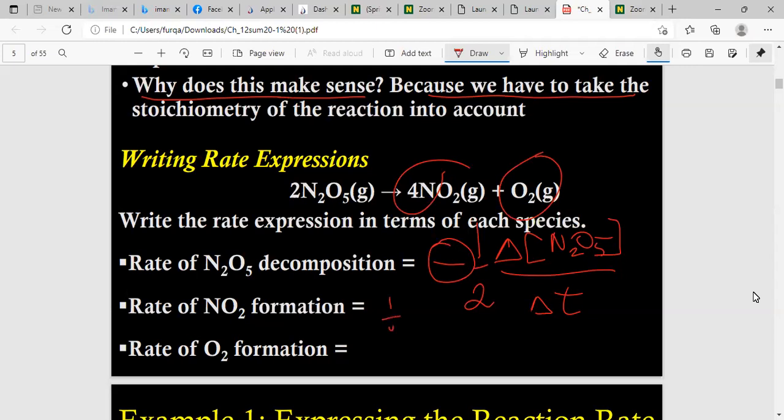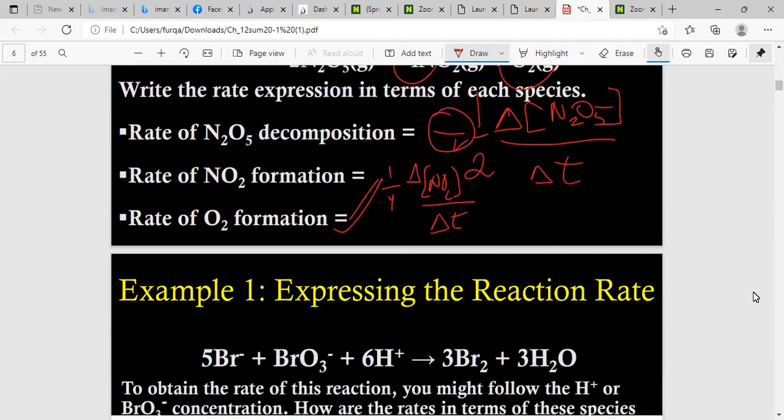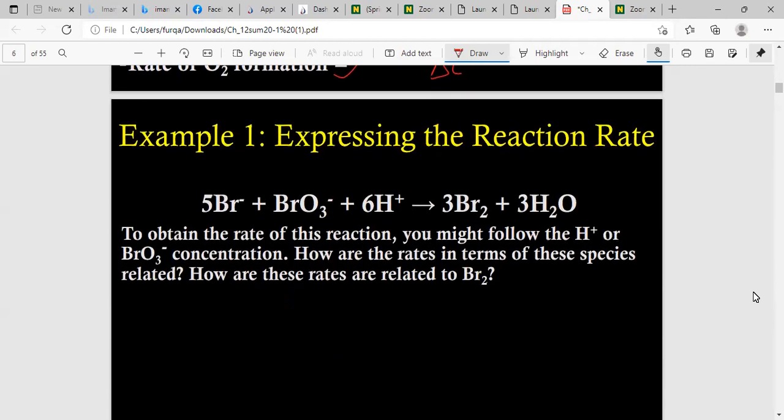So it's going to be 1/4 times the change in the concentration of NO2, which is nitrogen dioxide, over the change in time. That's the same thing you're going to do for oxygen. It's 1:1. The only difference is that the negative here is positive here, because the reactants are depleting and the products are being formed. So if we are learning how to write the reaction rate expression, you're just going to do it for all of them one by one.